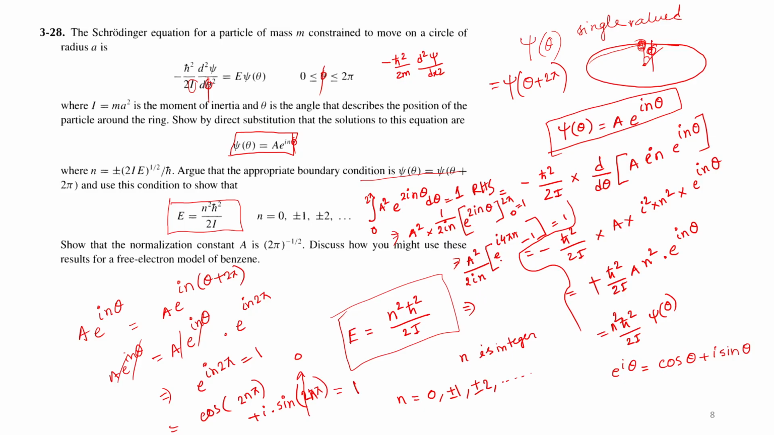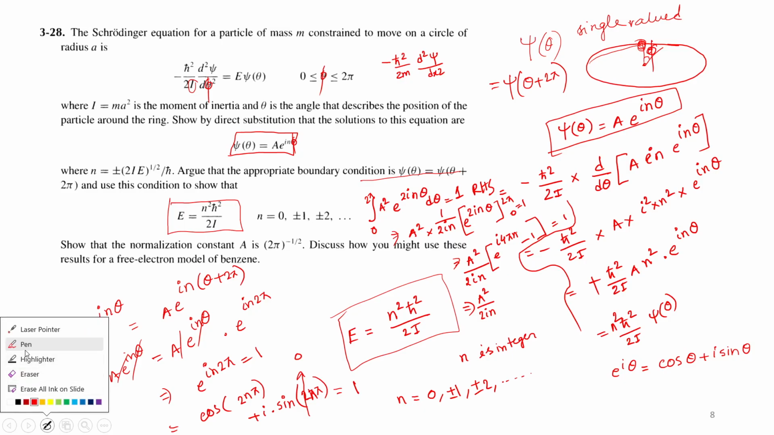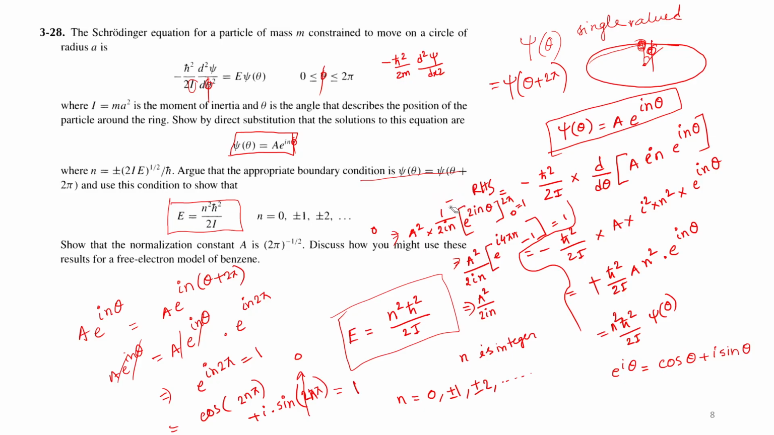Now I have to go back to A square is equal to 2. Oh, I have made one big mistake. Very big mistake. Can you tell me what the mistake is? I'll just go to the next page and show you what mistake I've done.